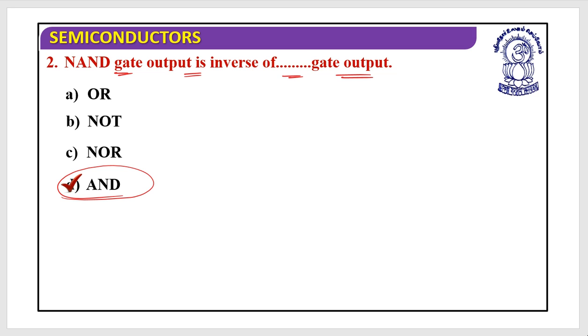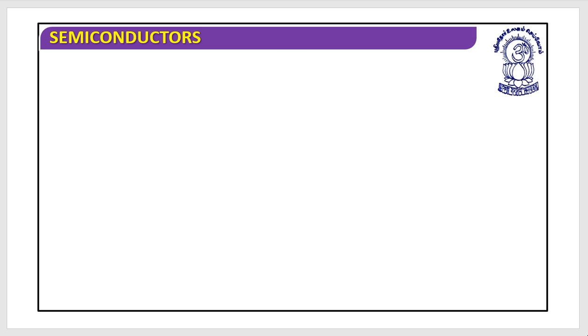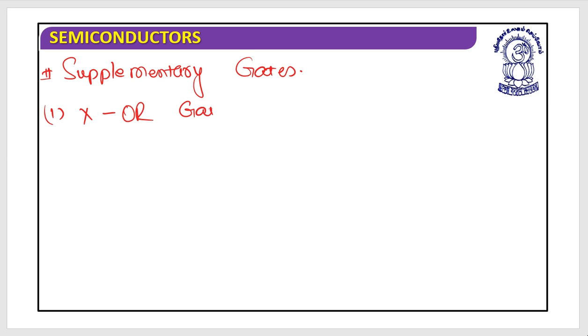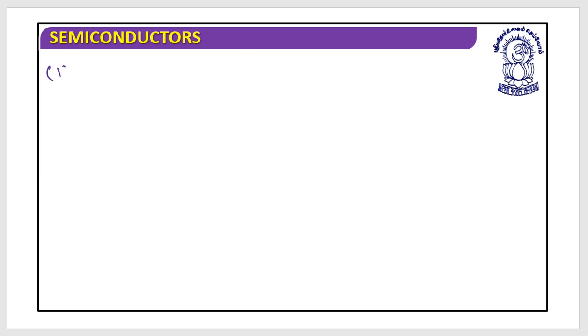Now we have two more gates, and they are generally called the supplementary gates. One of them is the XOR gate, and the second is the XNOR gate. Let's look and study them one by one. First, let's begin with the XOR gate.